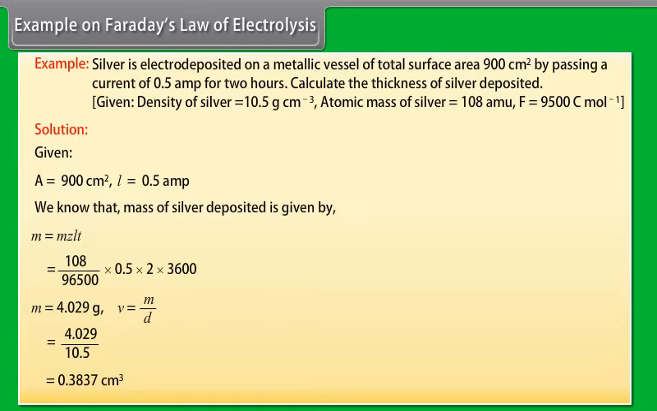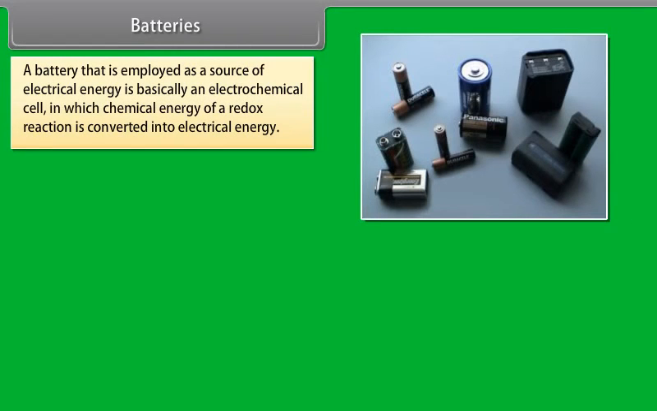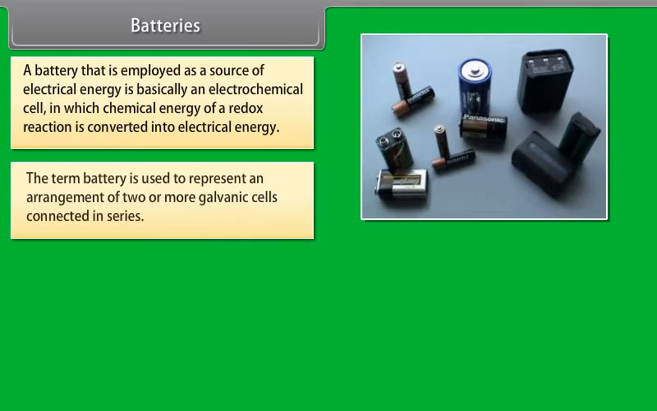We know that V is equal to M upon D. By putting the values we get V is equal to 0.3837 cm³. Let the thickness of the deposit be X centimeter. We know that X is equal to V upon A. By putting the values we get X is equal to 7.67 × 10^-4 centimeter. Hence, 7.67 × 10^-4 centimeter thickness of silver is deposited on the metallic vessel.